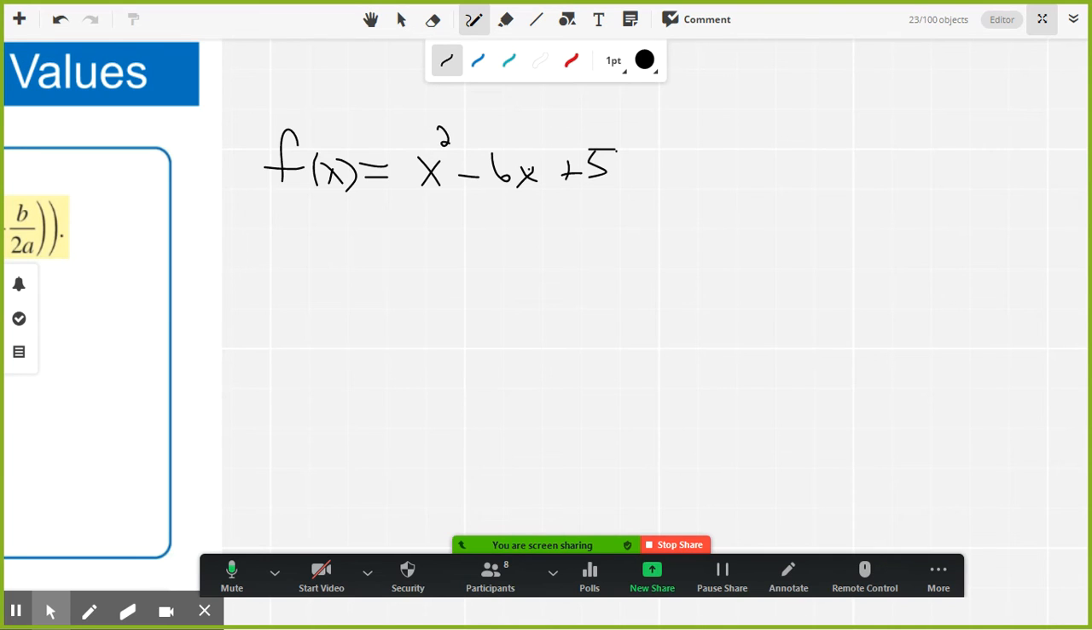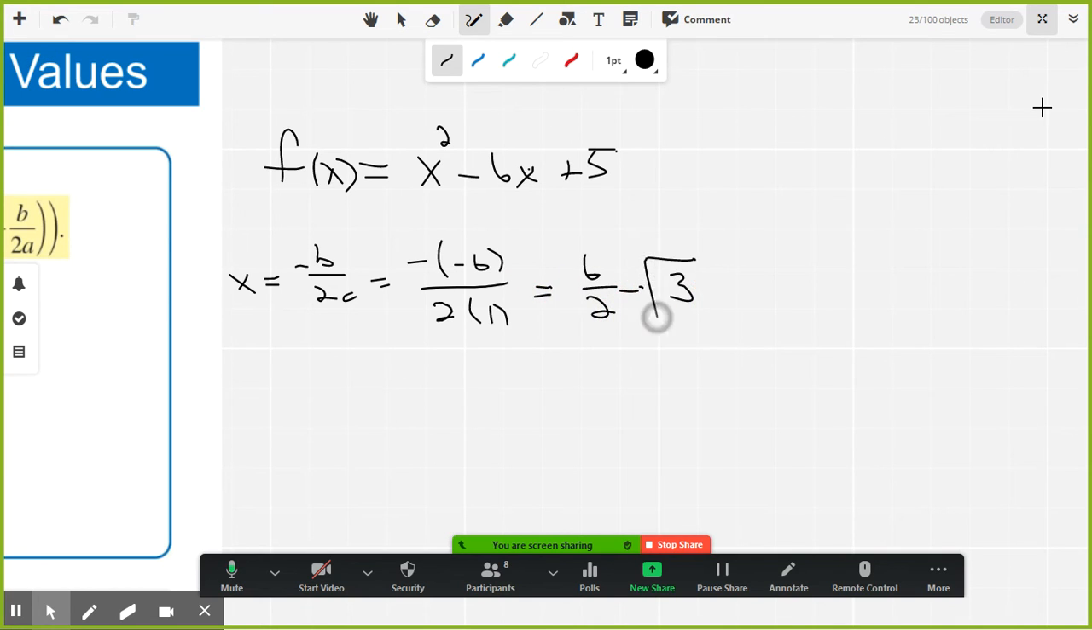this way, or I can say that the x value of the vertex is going to be negative b over 2a, where b is negative 6. So the negative of negative 6 over 2 times the a value, which is 1. So that is going to be 6 over 2, which is 3. So the vertex, this thing's hard to write with, is going to be 3 comma.